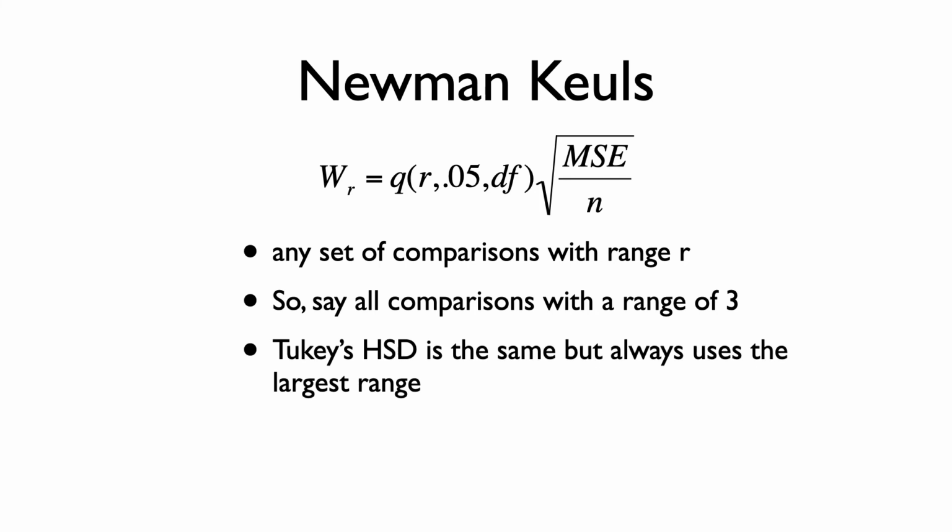There's another test like this called Tukey's HSD. HSD stands for honestly significant difference. Tukey was the guy I told you about the term exploratory data analysis. And Tukey has a similar thing. He just says, always make it the biggest possible one. So if you've got one group that's 1 and one group that's 10, then it's a range of 9. Okay.